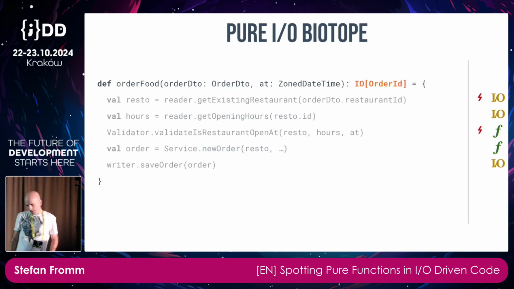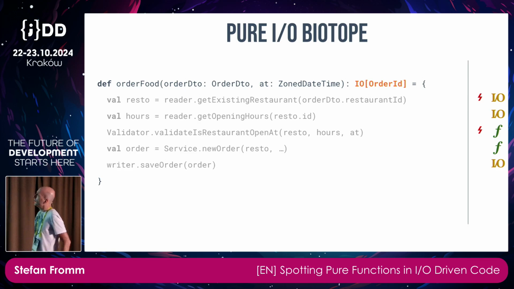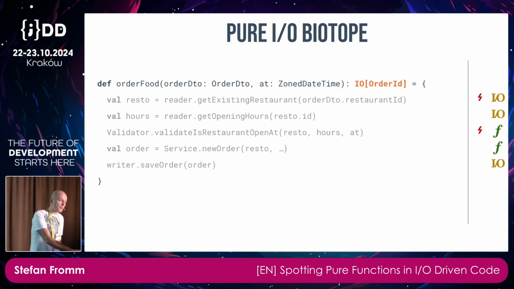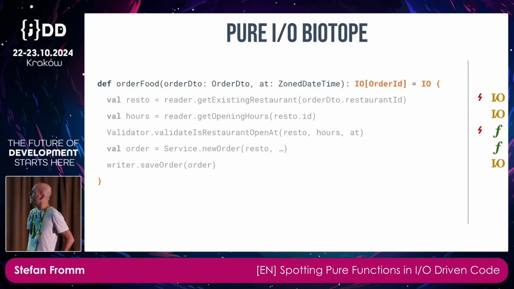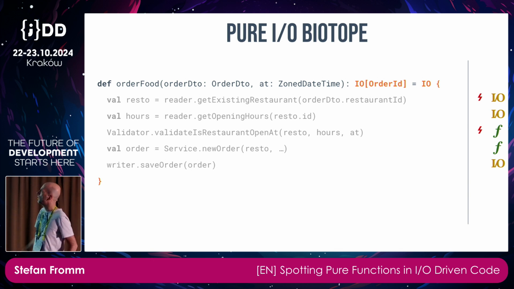So I want to rewrite my method now so that it just passes back an effect description which produces an order ID. And I can do this in the simplest case by just wrapping everything into my IO class that I presented. I would be done. Yeah, so it's clear order food does IO, the bad things are happening.